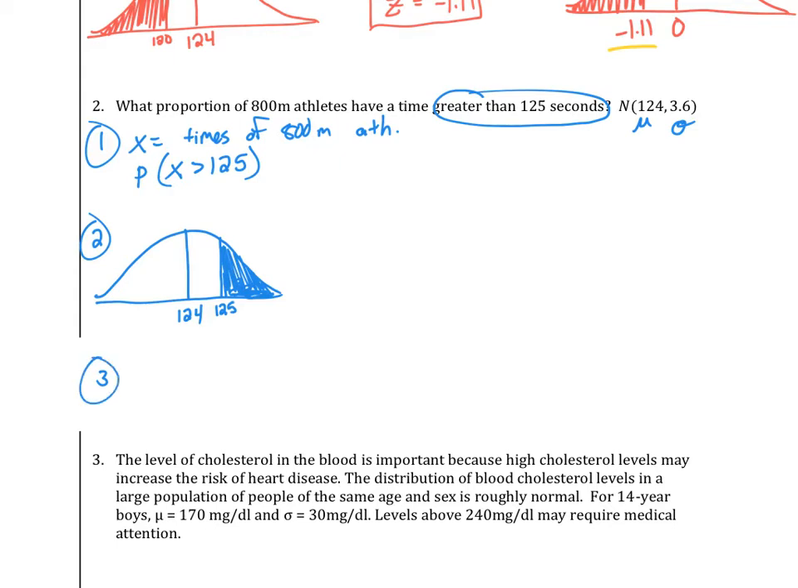Next, step 3 is find the z-score. So the z-score is take your observation or your x value minus the mean divided by the standard deviation. So it'll be 125 minus 124 is 1, and 1 divided by 3.6 is 0.28. So that is your z-score.